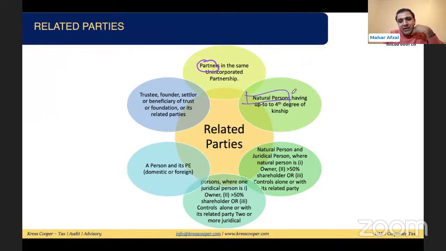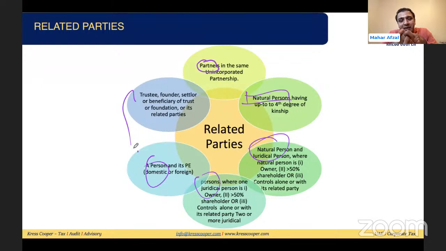The natural person and juridical person, where the natural person is the owner of more than 50% or has shareholder control along with the related party. So, natural person, all these definitions have been given, like trustee, founder, settlor, beneficiary of the trust, person and its PE. They will be considered related party. A person where the juridical person is holding more than 50%, where a juridical person is the owner, will be considered a related party.